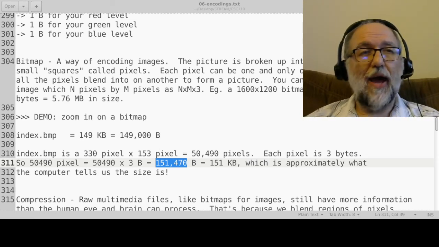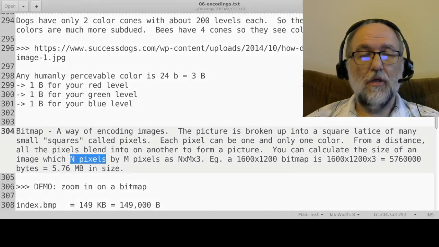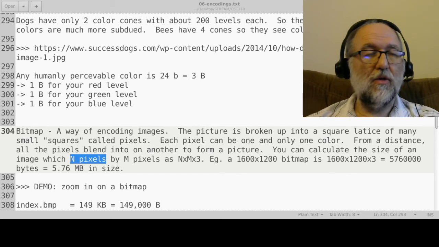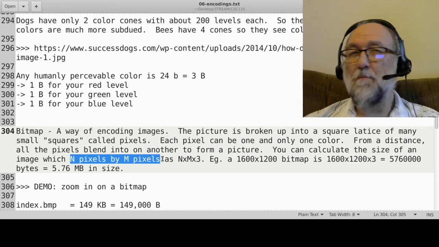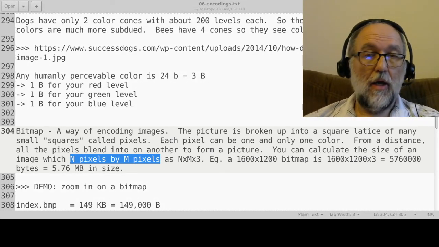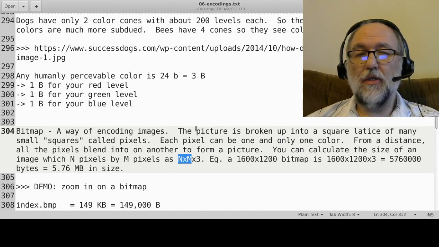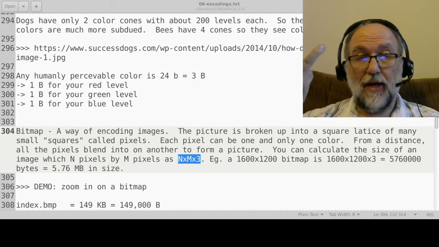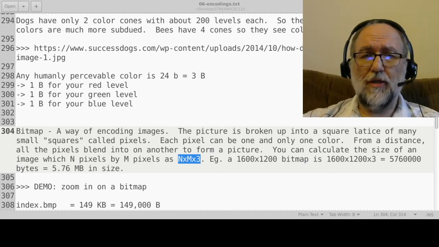Basically, whenever you have a bitmap, if you're told that the bitmap is n pixels by m pixels, one is the number of columns and the other is the number of rows. It usually does columns first and rows second, but it doesn't matter. If you want to say how big that file is, you take n times m, and that tells you the number of pixels, but then you have to multiply by 3. Why? Because each pixel is 3 bytes. Why 3 bytes? Because each color needs 3 bytes to encode it.